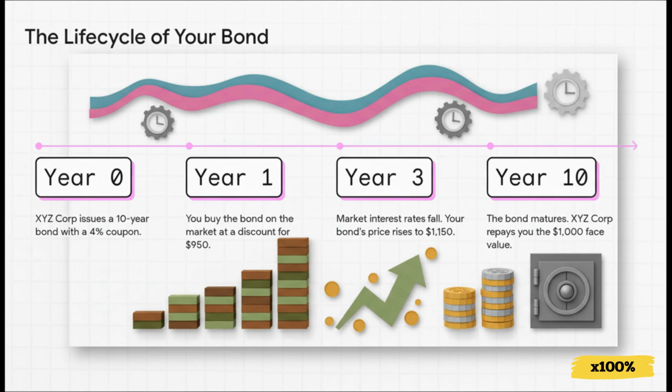We fast forward to year 10. The ride is over, the bond matures, and all those price swings over the last decade, they don't matter anymore. XYZ Corp pays you back the original $1,000 face value, just like they promised on day 1. It's the perfect example of how a bond's price dances around over its life, all led by interest rates.